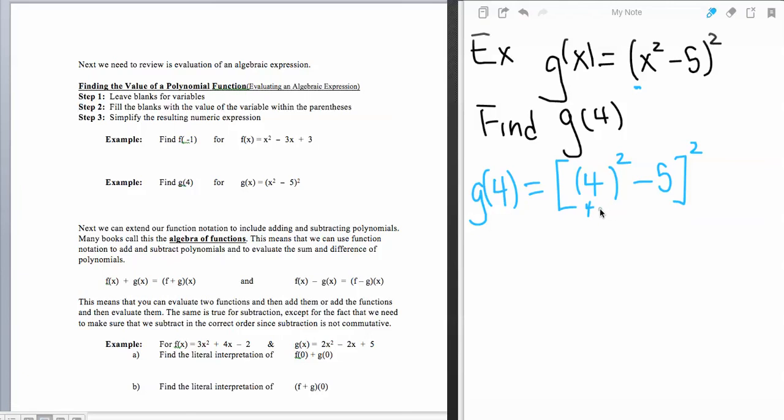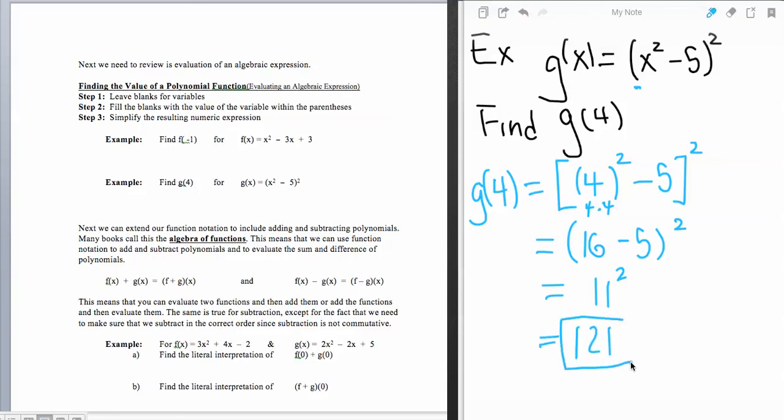So this says 4 times 4, and 4 times 4 is 16, and then 16 minus 5, and that's going to get squared. So 16 minus 5 is 11, and 11 gets squared. 11 times 11 is 121, and that's our final answer. So g of 4 is equal to 121. And that's evaluating a polynomial function.